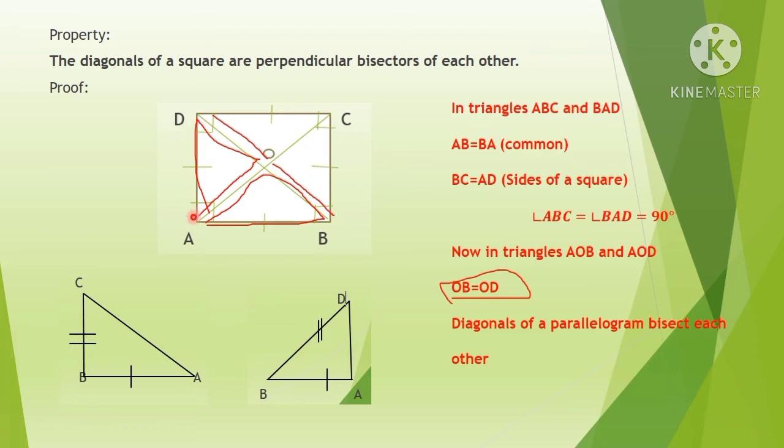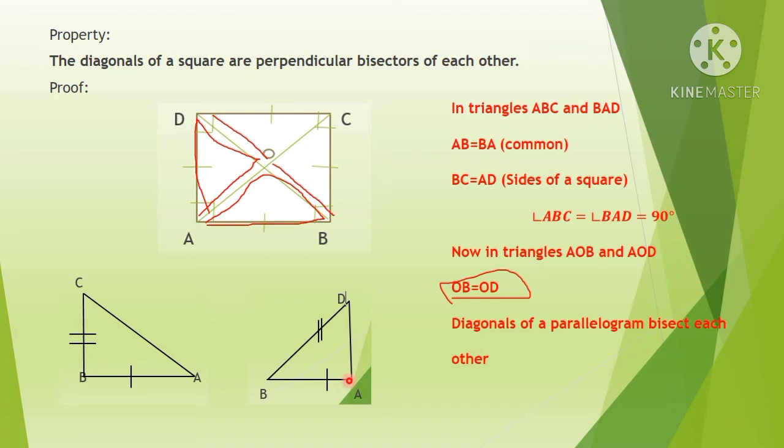So we have drawn a diagonal and we have taken the two triangles from there, and I have drawn the triangles separately. We know that all the sides of a square are equal. So here we can say from this triangle BC is equal to AD.